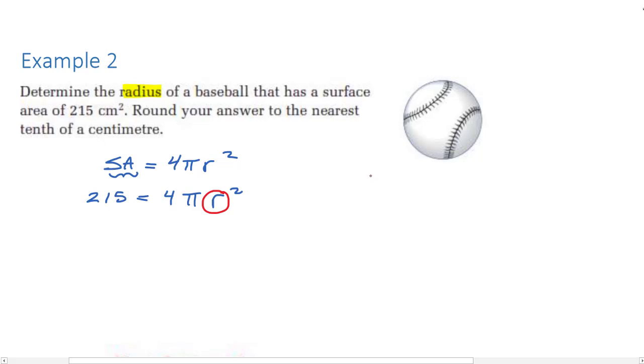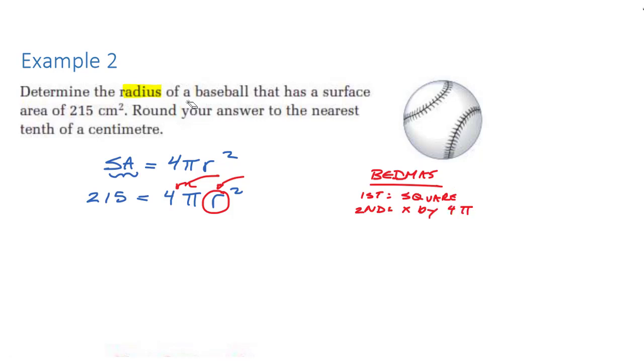So let's ask ourselves, in regular order of operations, if you had the r, the radius, what's the first thing you do to it? First, you would square it, right? Then what would you do? You'd multiply it by 4 and pi. That's the second thing we do. Well, to isolate the r, we need to do the reverse steps in reverse order. So we're going to start with the second thing. Instead of multiplying by 4 and pi, we're going to divide both sides by 4 and pi.